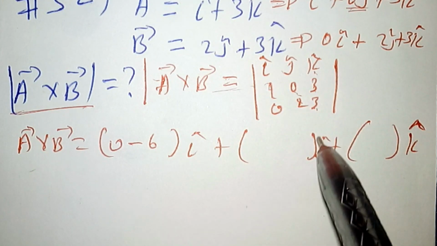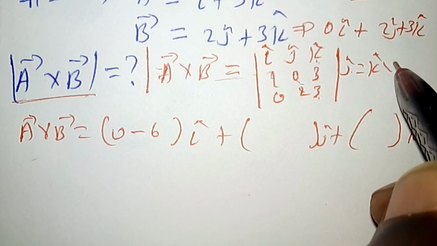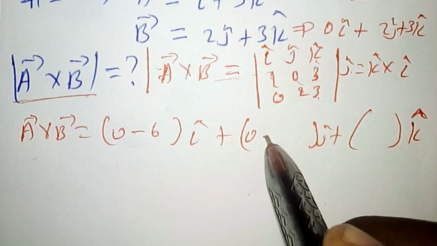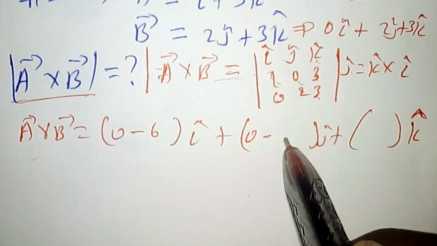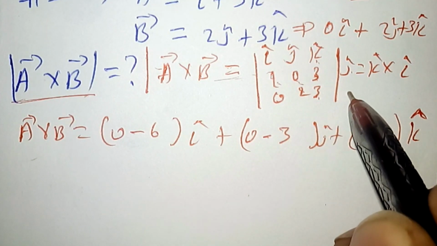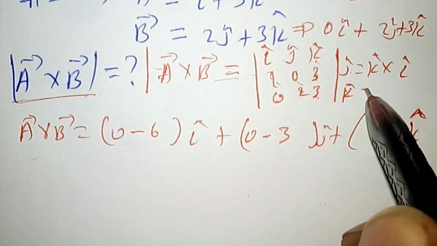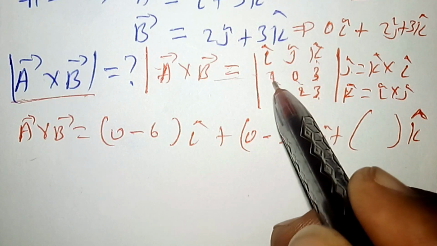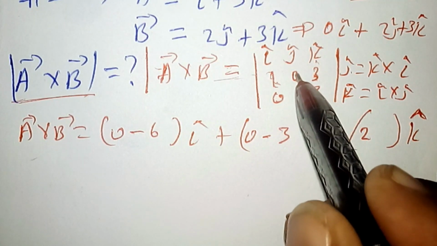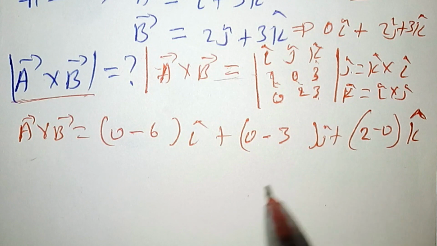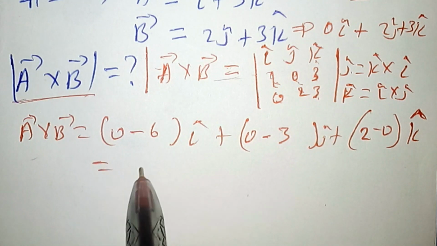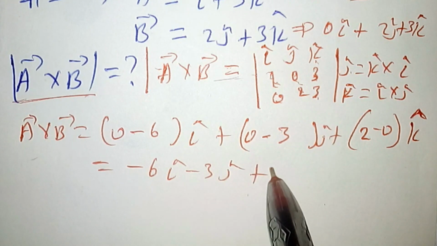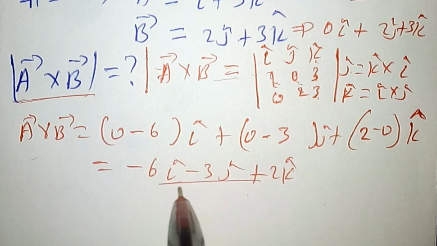To get j, it is k cross i. That means 3 times 0, which is 0, and minus 1 times 3, which is 3. And to get the k term, k is i cross j. That means 1 times 2, which is 2, and 0 times 0, which is 0. So this equals minus 6i minus 3j plus 2k, which is A cross B.